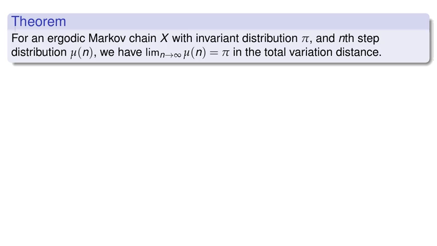Now for another important theorem. For an ergodic Markov chain X which has an invariant distribution pi, and if mu of n is the distribution at the nth step, then the limit as n approaches infinity of mu of n is equal to pi, and this convergence happens in the total variation distance.